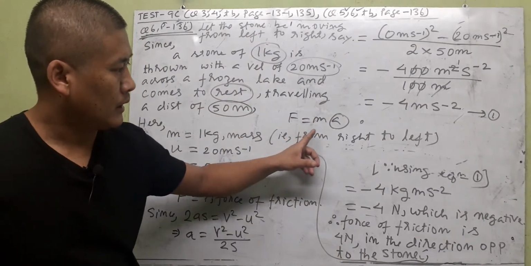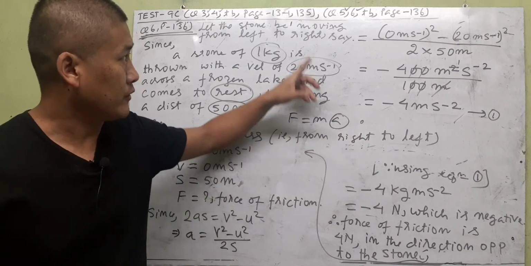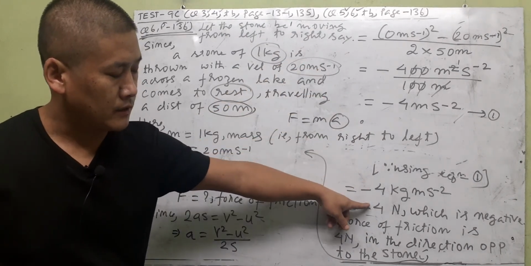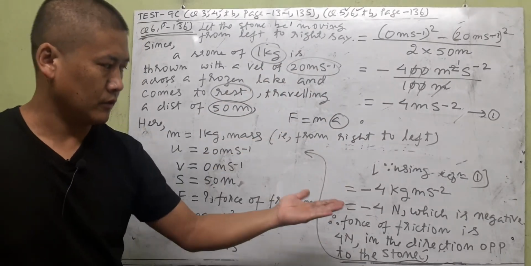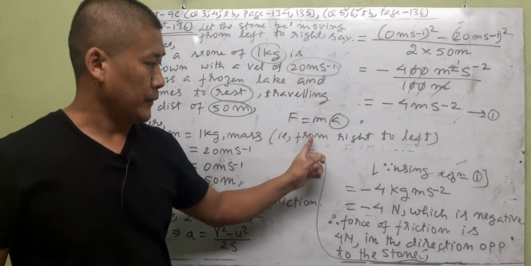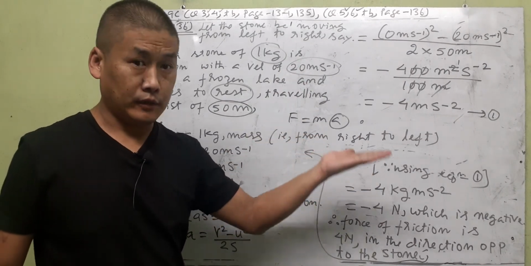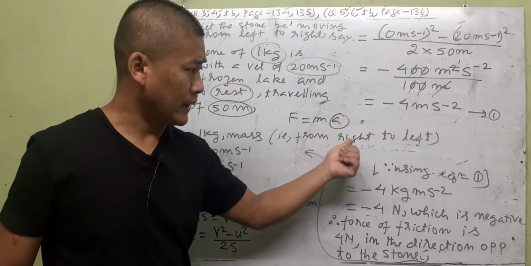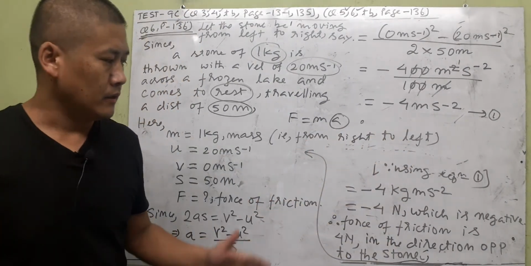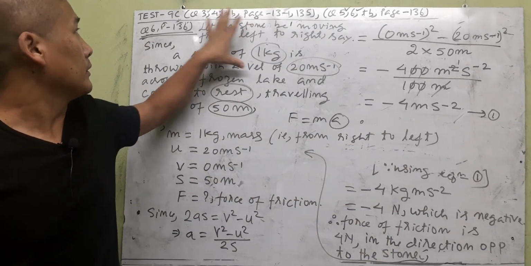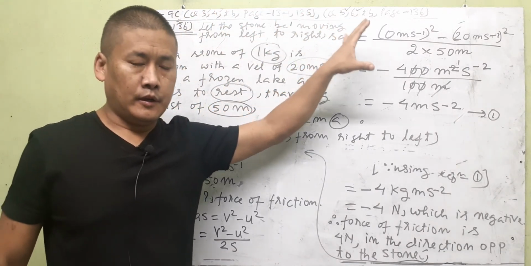Okay, from right to left. The stone is moving from left to right because it's minus force, the friction force of the ice on the stone. Therefore the friction force of the ice acting on the stone to make it stop is from right to left, opposite. So this concludes the part for this test. You can give the test. I hope it's clear. Okay.